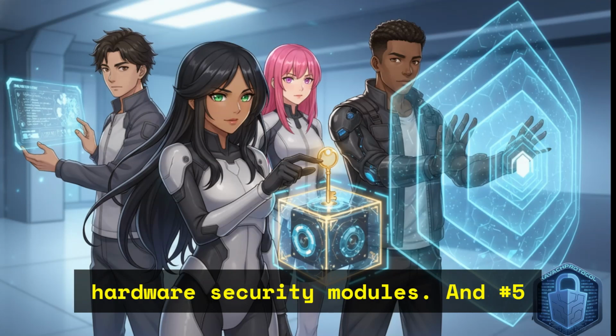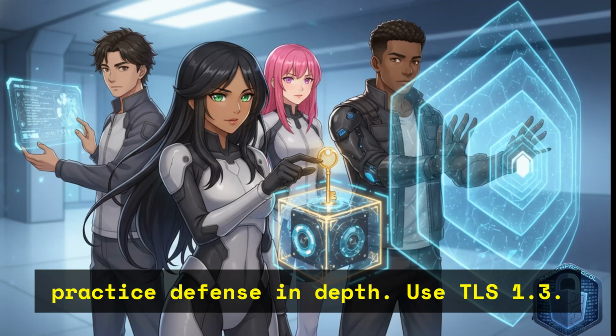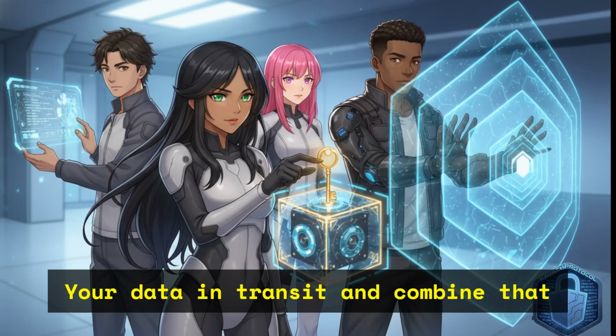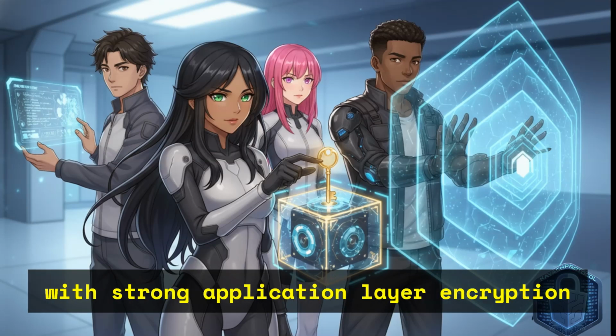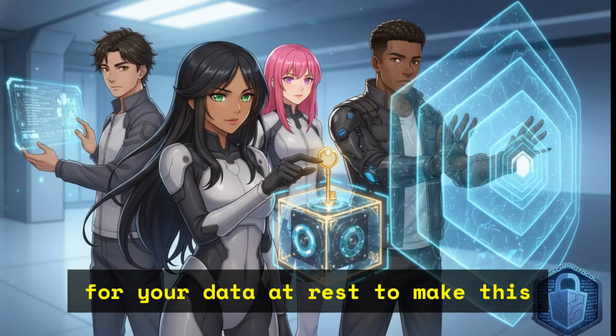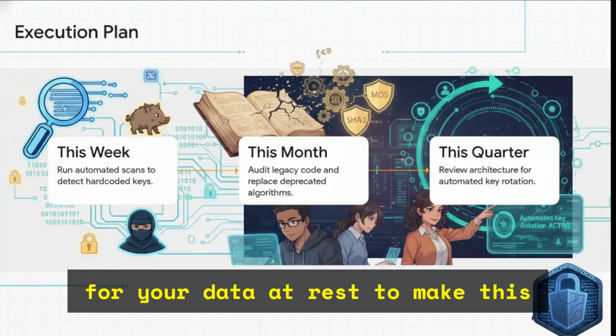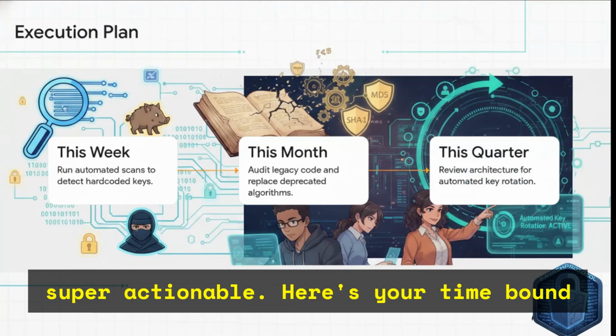And number 5, practice defense in depth. Use TLS 1.3 for your data in transit and combine that with strong application layer encryption for your data at rest. To make this super actionable, here's your time-bound execution plan.